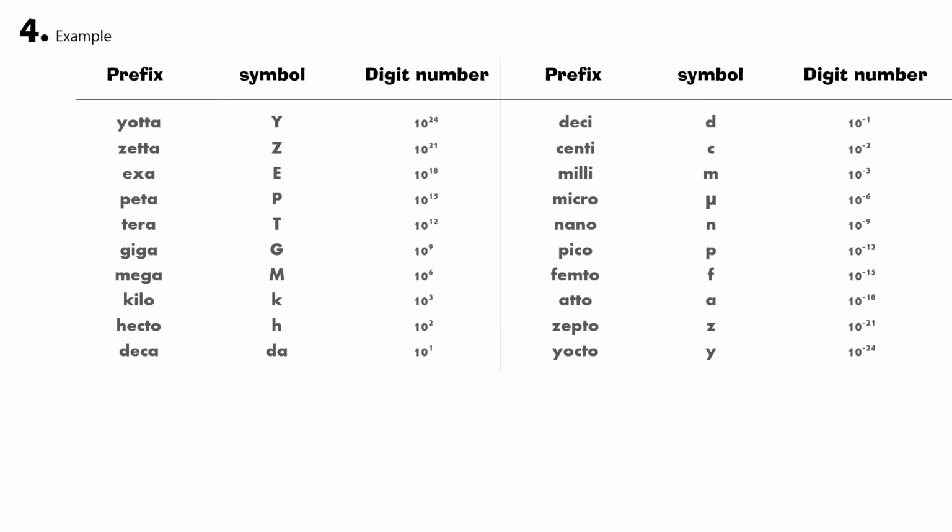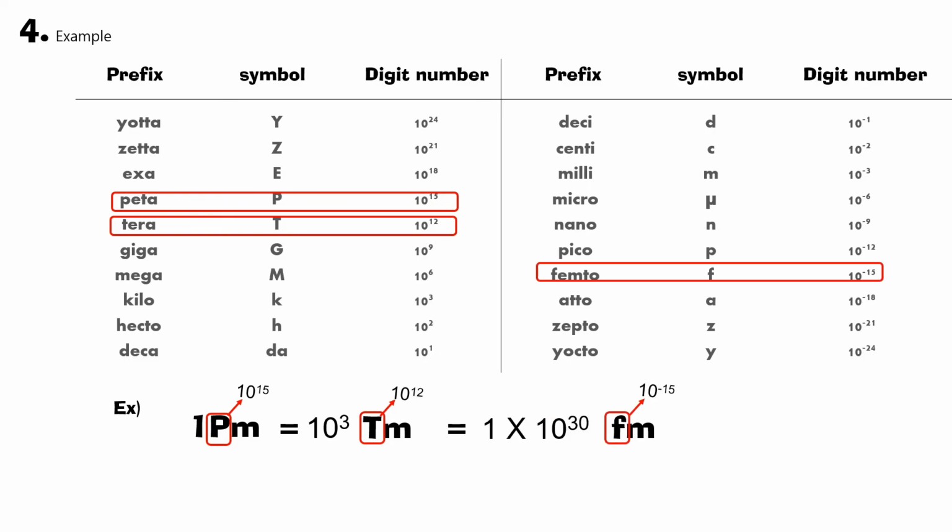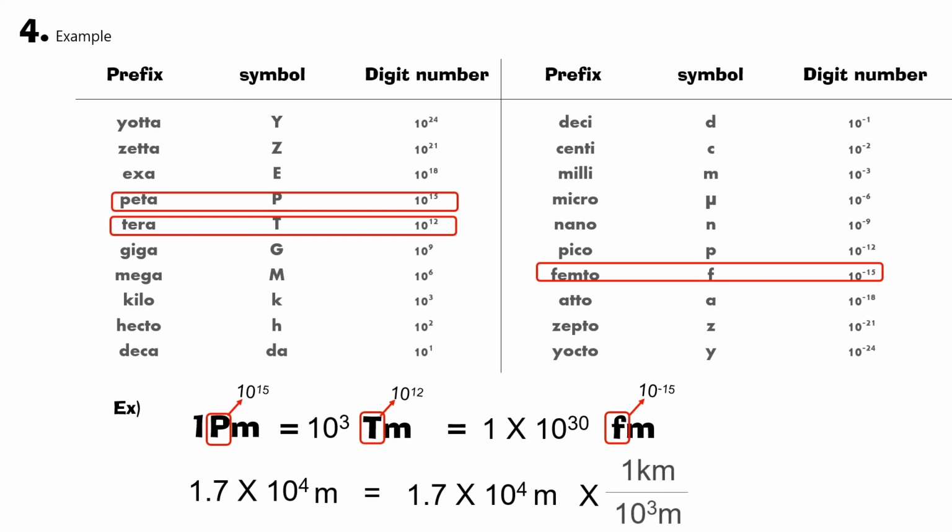Then, shall we try to handle the prefix freely? For example, how many terameters is 1 petameter? Yes, it's a 10-cubed terameter. What happens if you change it back to femtometer? Yes, 10 to the power of 30 is placed in front of the prefix femto. 1.7 times 10 to the power of 4 meters divided by 10 cubic meters. It is approximately 17 kilometers, expressed by the prefix kilo.